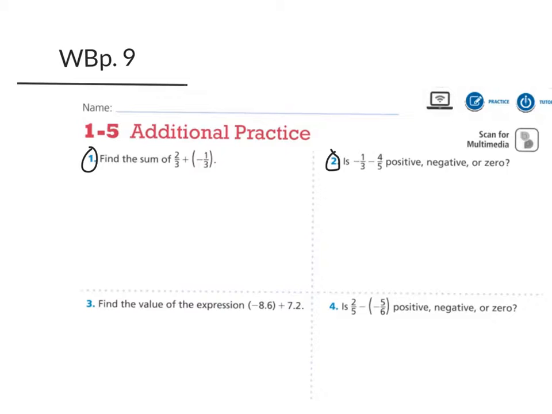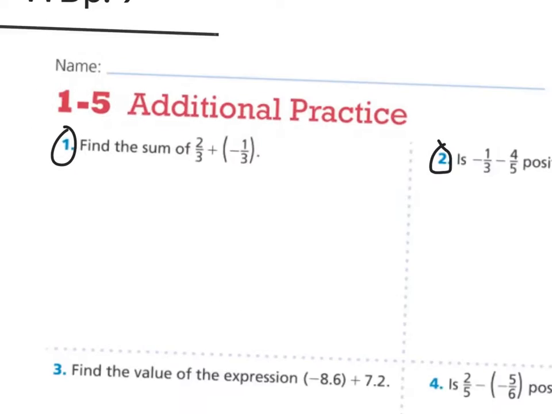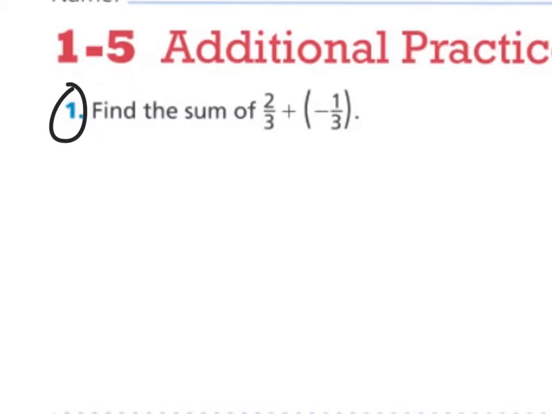Look at workbook page 9. Number 1, they want us to find the sum. 2/3 plus negative 1/3. These are both fractions. It is an addition problem, so that part of it we don't need to worry about adding the opposite or anything. Remember, before you can add fractions, you have to have a common denominator. In this case, they have already given us a common denominator, so they're being really nice here. This is set up pretty good for us.